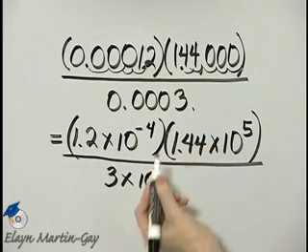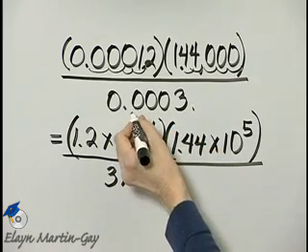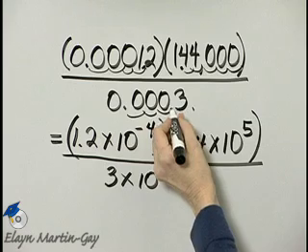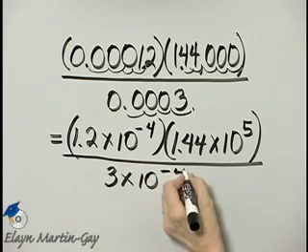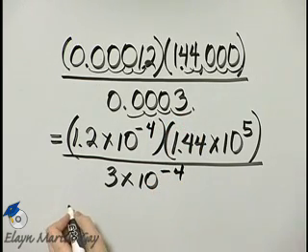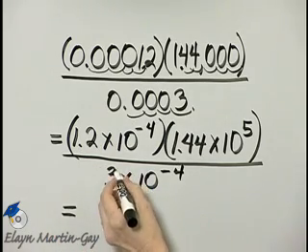This is a smaller number. The exponent will be negative. 1, 2, 3, 4. Negative 4. All right, let's go ahead and work on this now. What about the 3 and the 1 and 2 tenths? I can do that in my head.